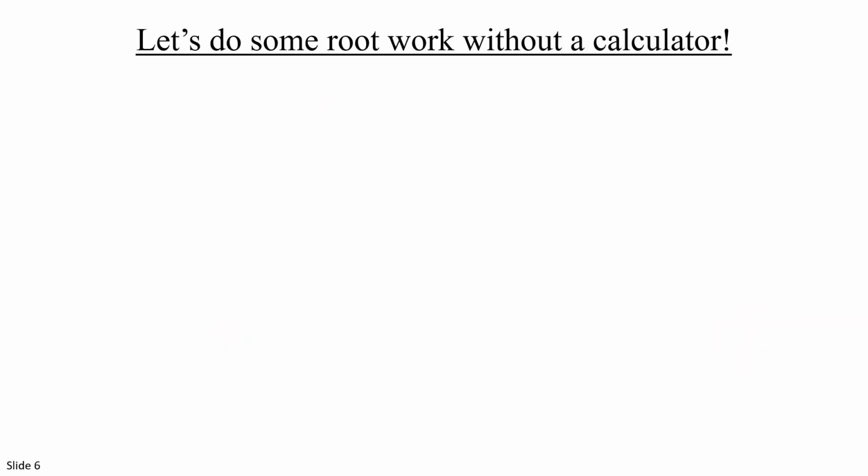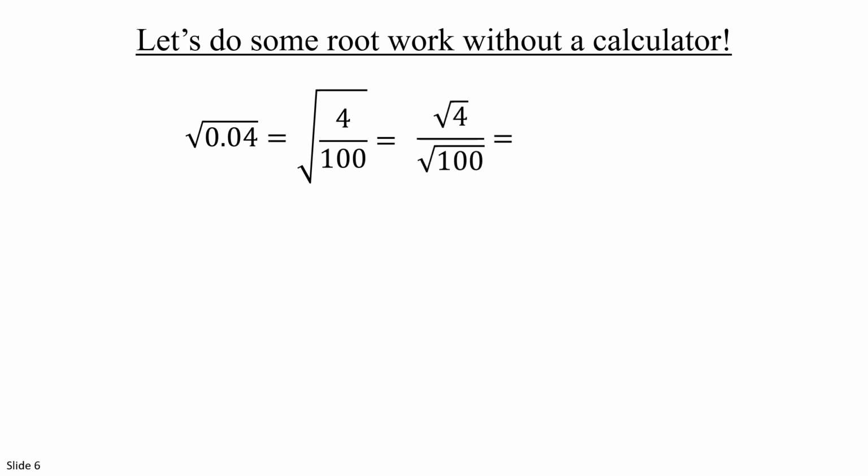Let's do some root work without a calculator. Root 0.04. What? Oh, wait a minute. I can write 0.04 as 4 over 100, which now gives me root 4 over root 100, which is 2 over 10, which is 0.2.